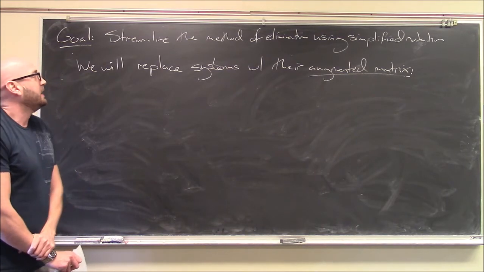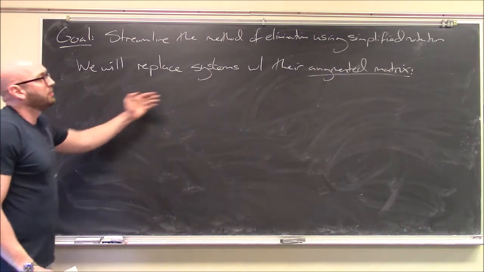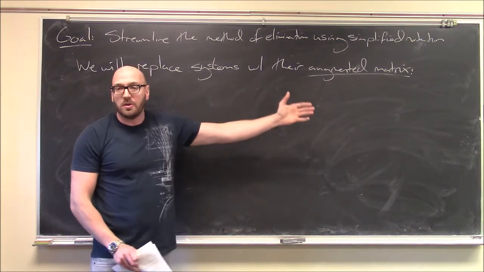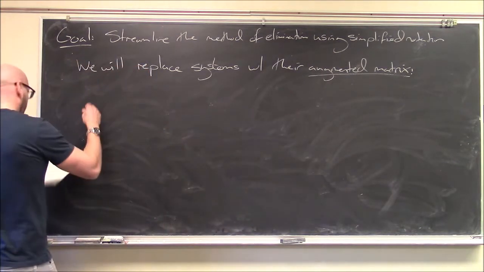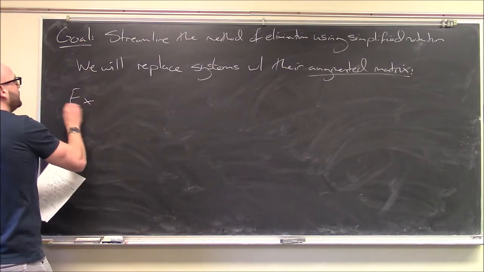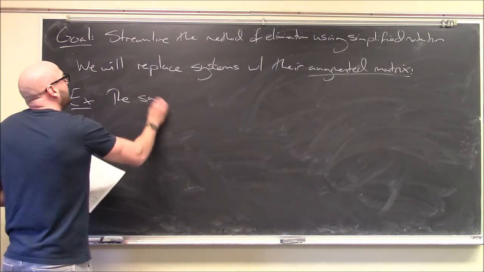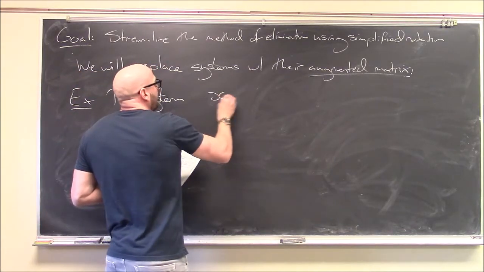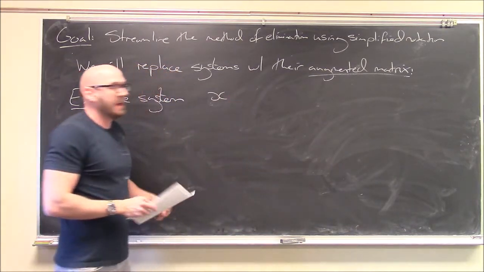So we're going to simplify our notation a little bit, and what we're going to do is replace our systems. We'll start off with a system of equations, and we'll replace it by what's called an augmented matrix. So for example, here's a system. The system, and I'm not going to use the variables x and y anymore.